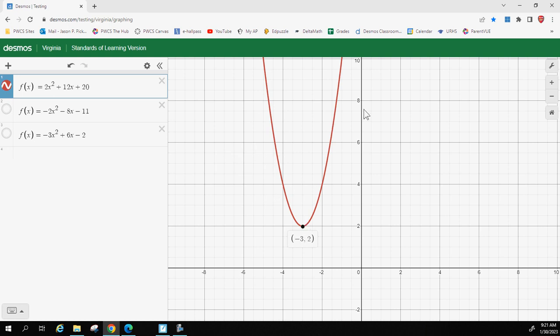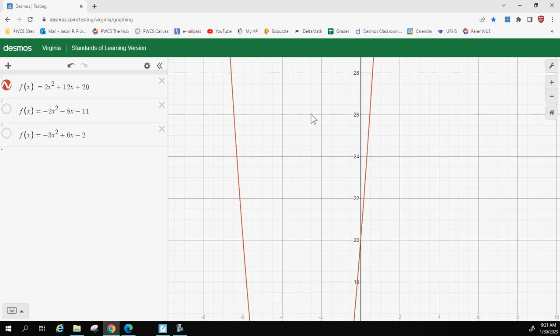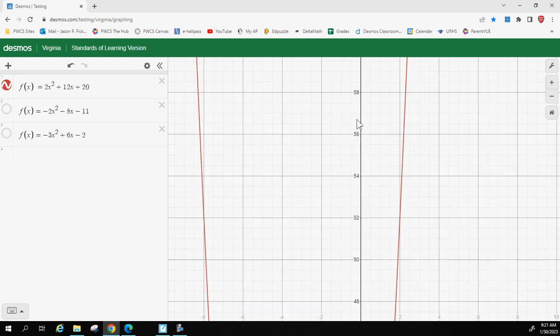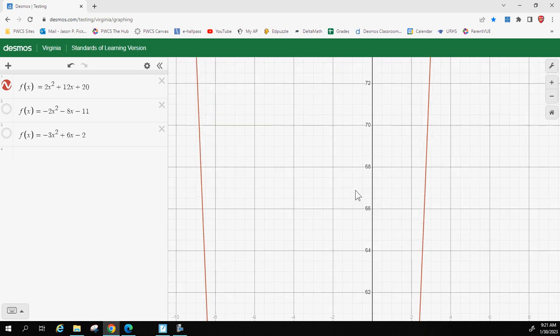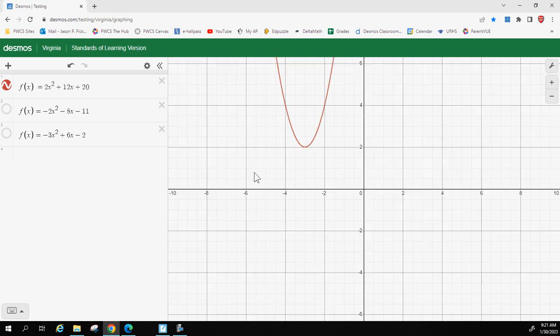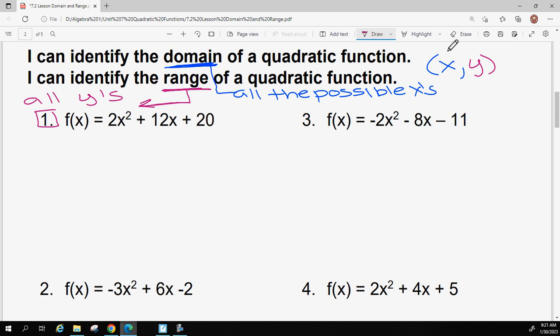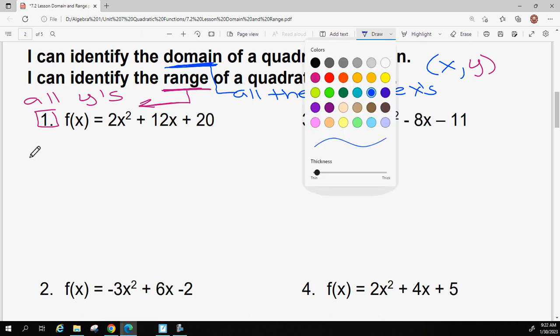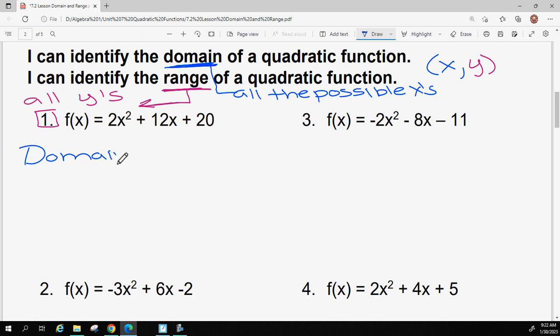What we need to know about this function is that it's going to go up forever in both directions, to the left and to the right. Left and right are my x values. If this thing's going to keep going forever and ever to the left, you can see it keeps getting wider, keeps going to the right more, keeps going to the left more. It's just going to keep doing that forever. That means there's going to be a point on this parabola with any x value we can think of. So what we would say about the domain, I'll stay with blue for domain, is that the domain is all real numbers.